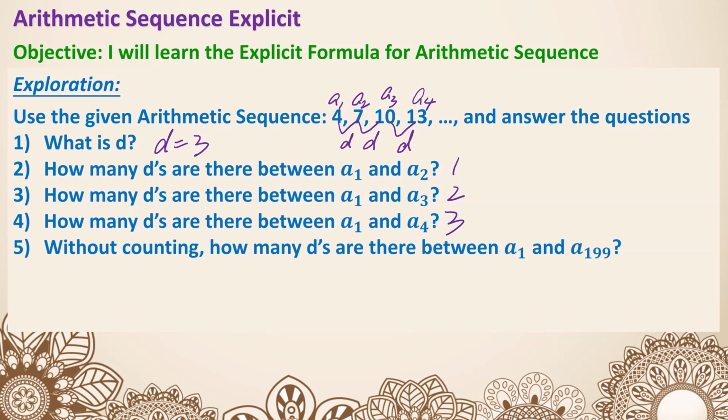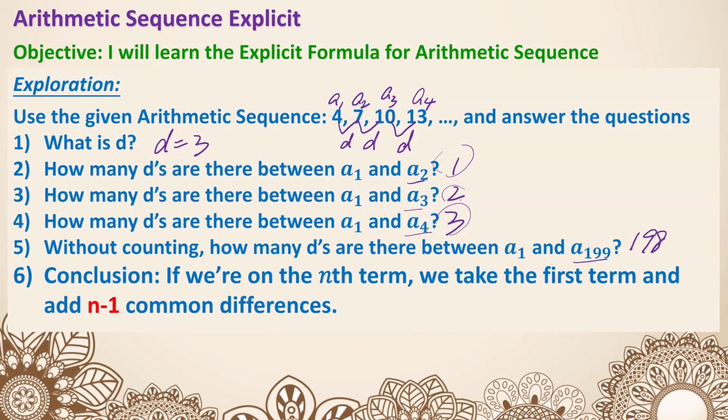So without counting, you may have noticed when you try to get to a sub 2, it is 1 gap. When you try to get to a sub 3 it is 2. When you try to get to a sub 4 it is 3. So when you try to get to a sub 199, it's going to be 198 common differences or gaps. So the conclusion is, if we're trying to get to the nth term, we're going to need to take the first term and add n minus 1 of the common differences. And that is the explicit formula.